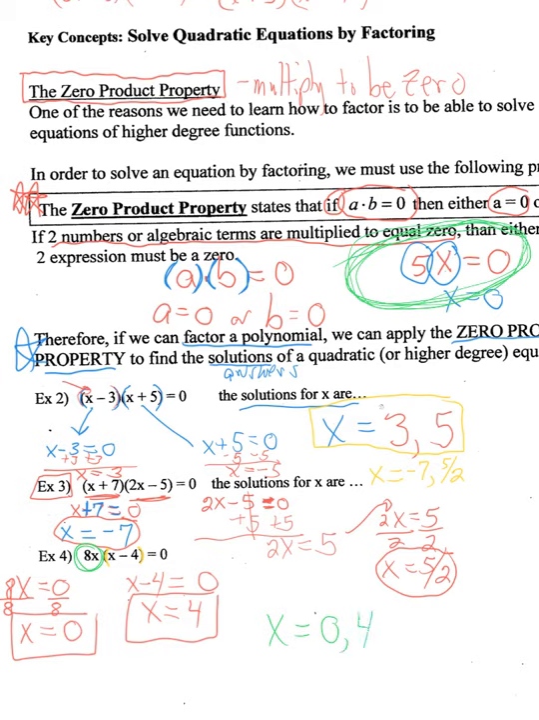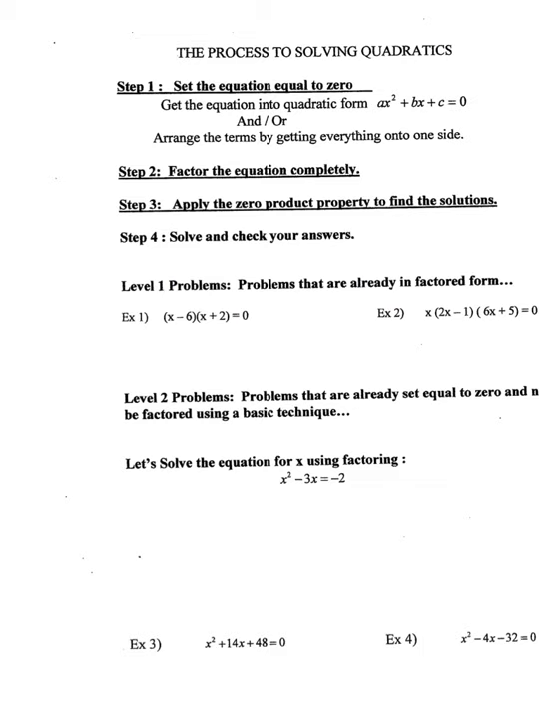Okay, now none of those we had to factor. They already were factored, weren't they? They already had the parentheses around them. That means they already were factored. So let's see how we solve an equation that's a quadratic equation where we have to do all the work. We have to factor it also. So let's go to the next page.